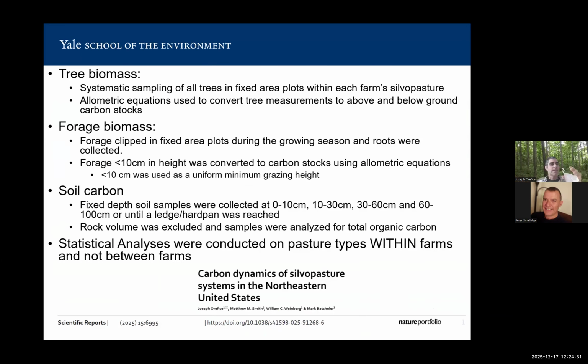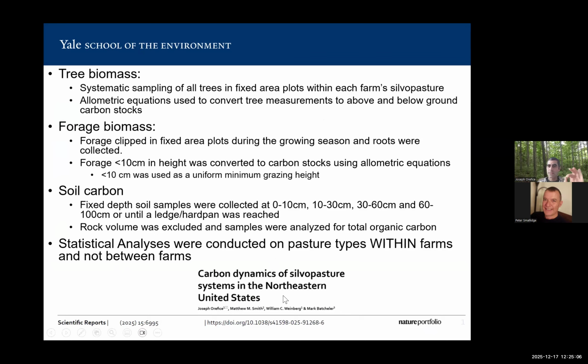So tree biomass, we documented that through systematic sampling of all trees in fixed area plots. So we set up fixed area plots in these silvopastures, took a number of tree measurements, and used allometric equations to convert those tree measurements to above ground and below ground carbon stocks. We used primarily diameter for that because the equations at the time were based mostly on diameter. In 2024, some new equations have come out that use total tree height, which is helpful.